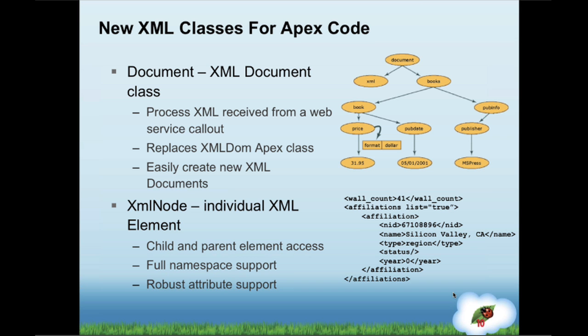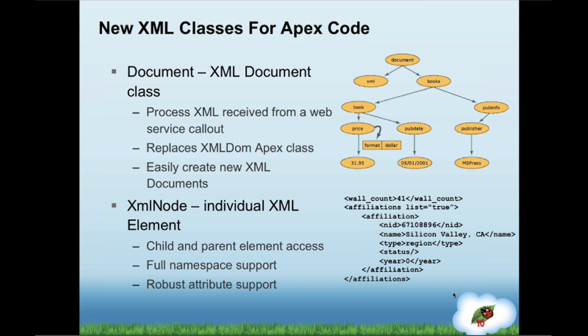And so we're introducing two new classes that are related to each other, the XML document and XML node. These are in the Dom namespace, so Dom.Document is the object. And this allows you to process XML that you receive from a callout. It also allows you to easily create XML documents. It supports full access to parent-child navigation up and down the tree. Namespace support is built in, as well as robust attribute support.